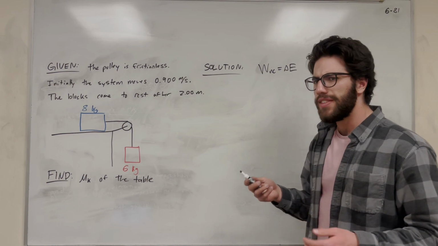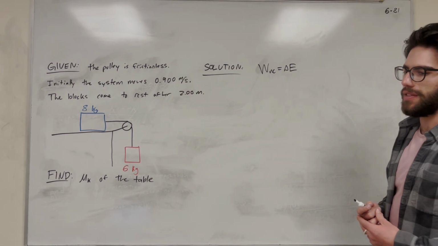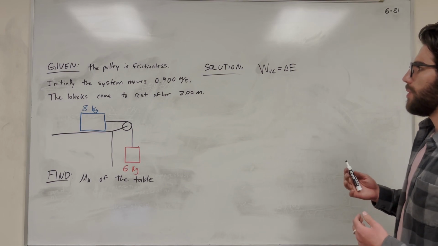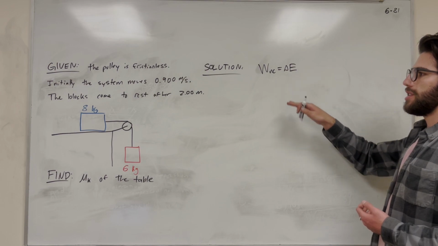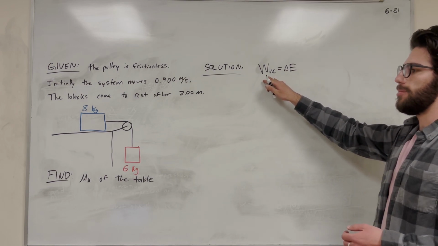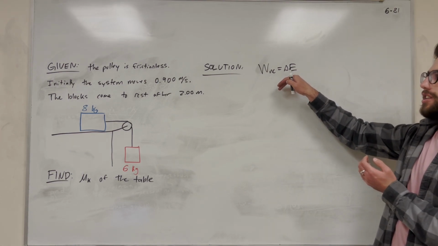It's kind of not giving a lot of information and it looks really complicated, but we can use the work-energy formula to figure it out. So first of all, what's the equation? Well, work non-conservative is equal to the change in energy. This is telling us that any of the work done by things that are taking energy out of the system is going to result in that change in energy.